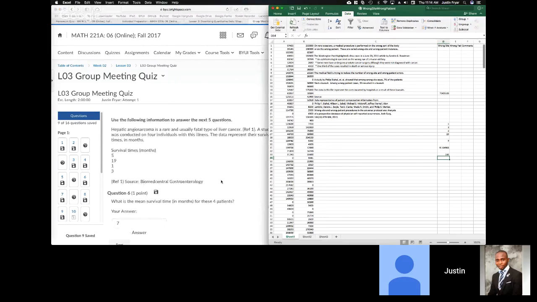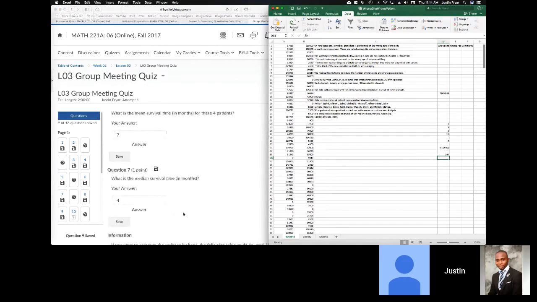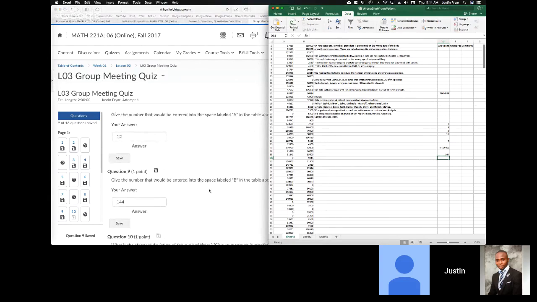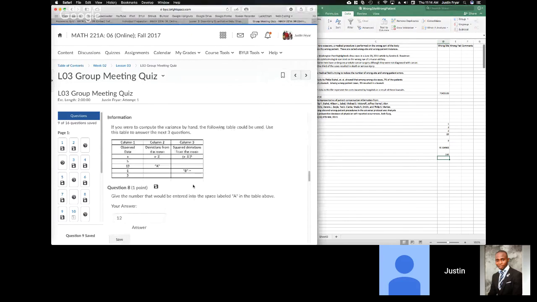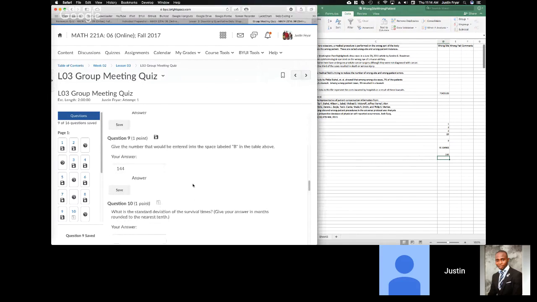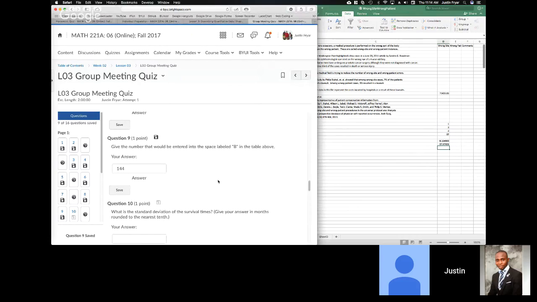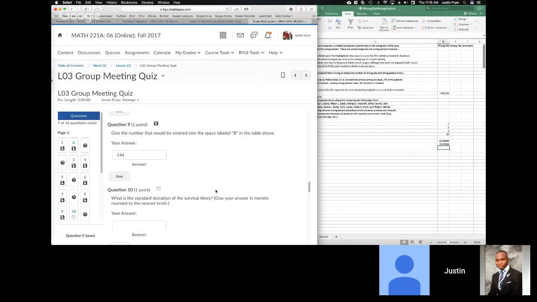Seems like we're already asked that question. Was the mean survival time? Was the median? Deviations from the mean. What is the standard deviation of the survival times? Give your answer in months, rounded to the nearest tenth.